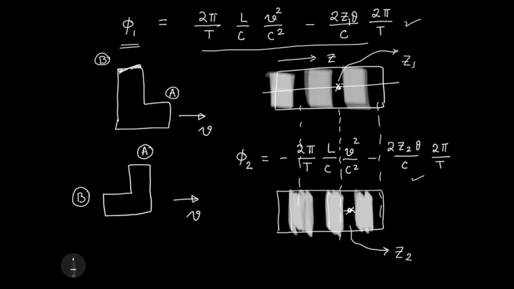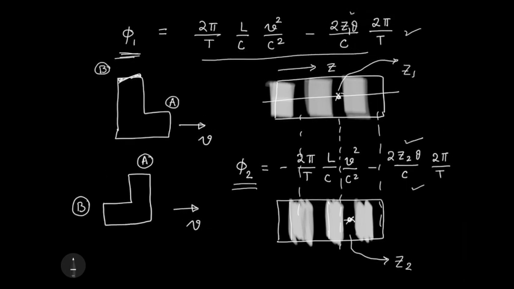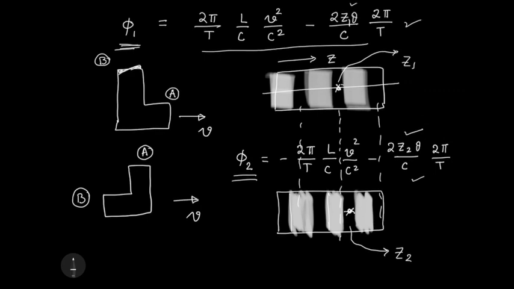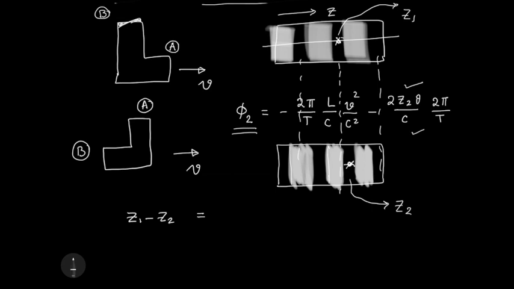But you see, in both cases, the fringe is dark, which means the value of phi 1 here and phi 2 here are the same. I'm following the same dark fringe, which happens at different places because my expressions are different. So I can equate phi 1 and phi 2, and if I do that, I can calculate. So what do I have here? I have Z2 here and Z1 here. So I can calculate Z1 minus Z2. And if you do that, you will find that Z1 minus Z2 comes out to be L by theta V square by C square.